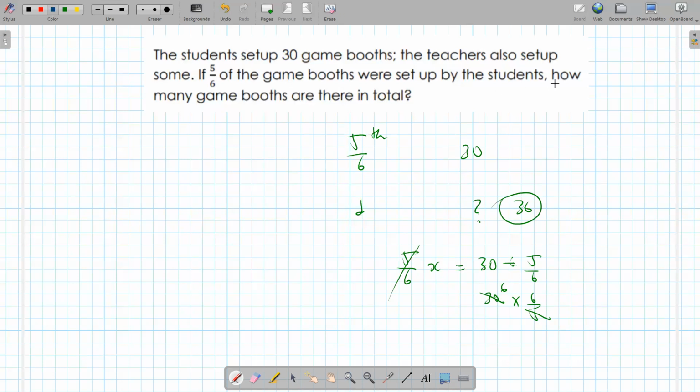I can think about it because the total game booths are going to be more than 30, because 30 is only 5/6. It's going to be more than 30. So it's a division question, not a times, and not a subtraction either.